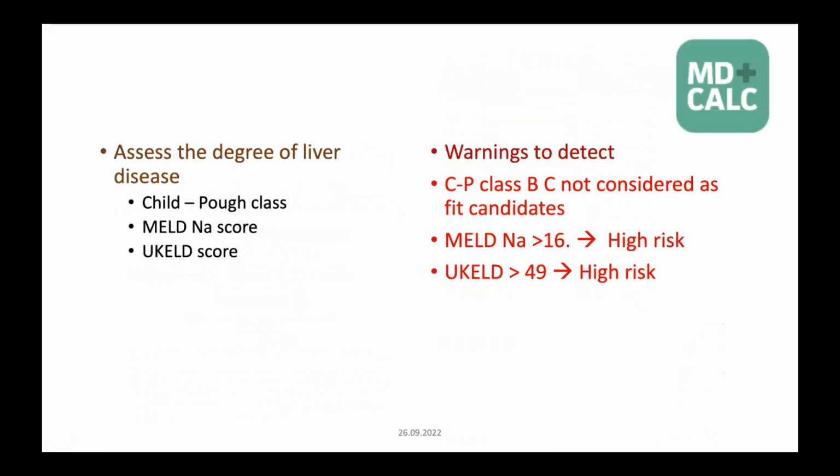The other thing is we have to assess the liver. Most of these patients have liver disease, so we can do the Child-Pugh score, the MELD sodium score, and the UCL score. All these are again available on Medcare, easy access. It's a matter of a couple of minutes' work. And then you have to identify the warnings. If the CP class is more than B or C, it is not considered a fit candidate to go ahead. And MELD sodium, if the scores come up to here, they are considered high risk.